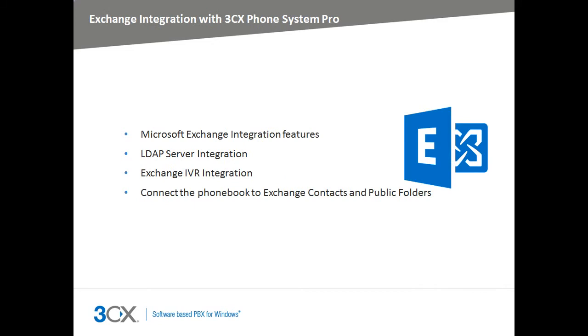3CX Phone System Pro also integrates with Microsoft Exchange Server. Leverage its voice recognition IVR system. Connect to the Exchange global address list or public folders to the 3CX company phone book and show callers' names on all phones in the office. 3CX Phone System Pro can also connect a user's Exchange contact with their personal phone book, so you will know who's calling.